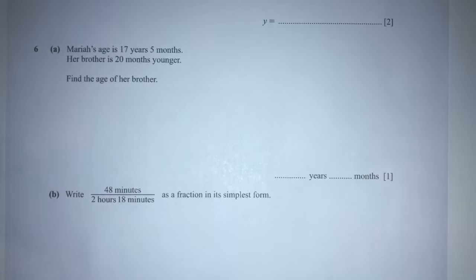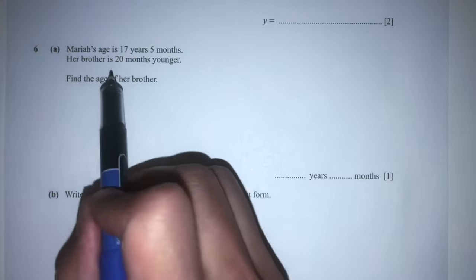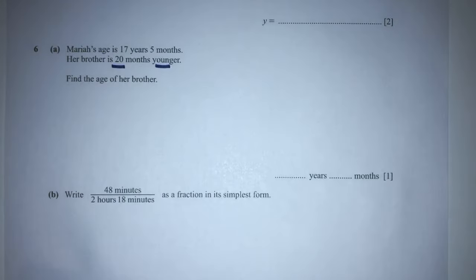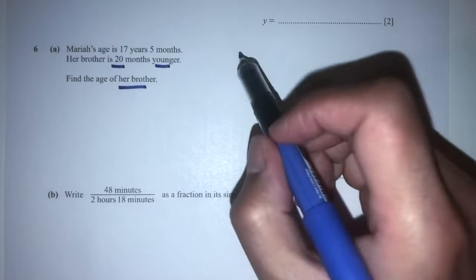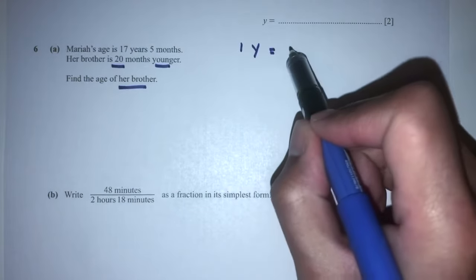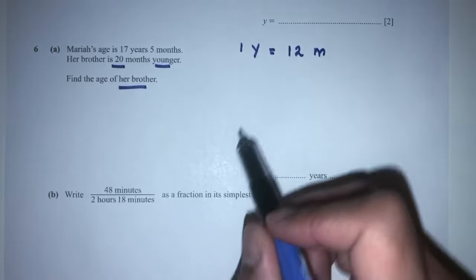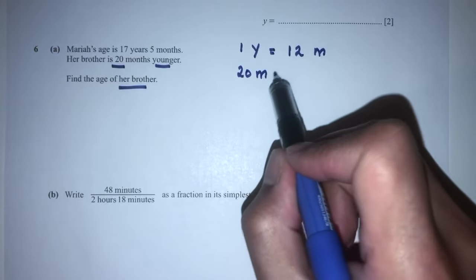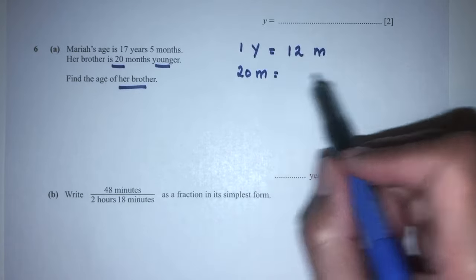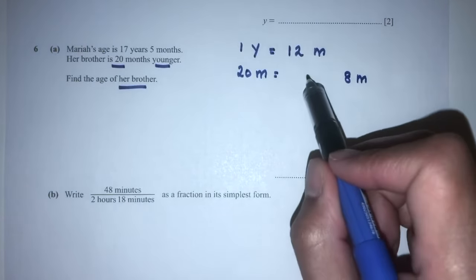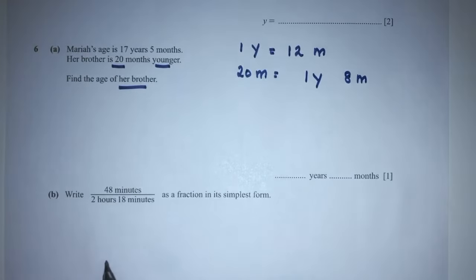Now for part 6, Maria's age is 17 years and 5 months. Her brother is 20 months younger. So we have to find the age of her brother. So how can we do that? Let's convert. What is 20 months? We know that 1 year is equal to 12 months. So what is 20 months? If you minus 12, you will have remaining 8 months. So her brother is 1 year and 8 months.